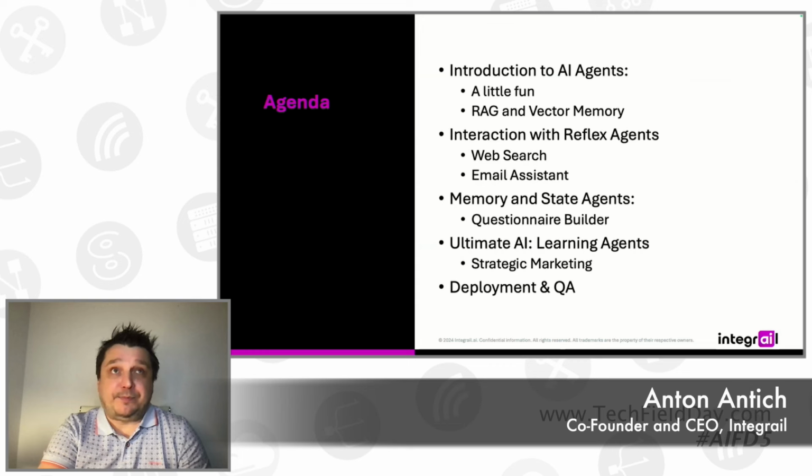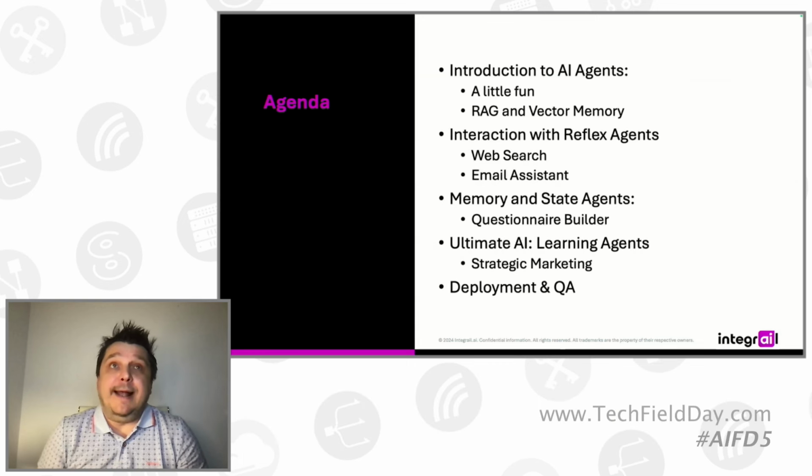So in this part, we will be looking at increasingly more sophisticated agents, starting with an introduction, through some fun, through discussing hype terms such as Retrieval Augmented Generation and vector memory. Then we will be building simple reflex agents with web search and email assistant functionality. Then we will look at stateful agents, adding memory, both long-term and short-term. And then we will discuss learning agents that are able to improve their performance and behavior. And finally, we will have a short session on how to deploy and do quality assurance using our platform.